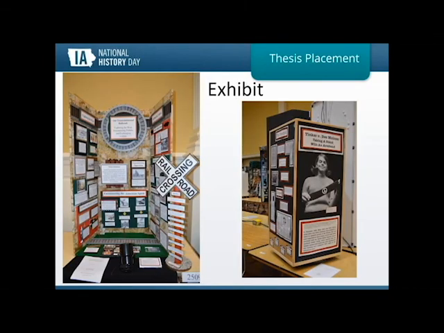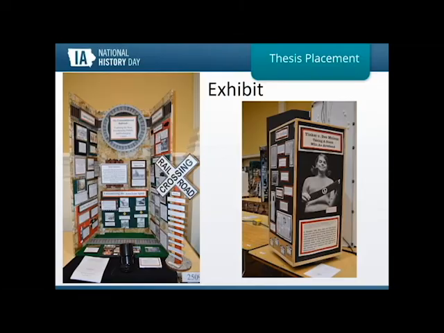So the exhibit category. I've got two different examples here. A traditional triad board, and then I've got one that rotates. So what I want you to keep in mind here for the exhibit is the short amount of time you have with judges, around 10 to 15 minutes, and all the information they have to consume.